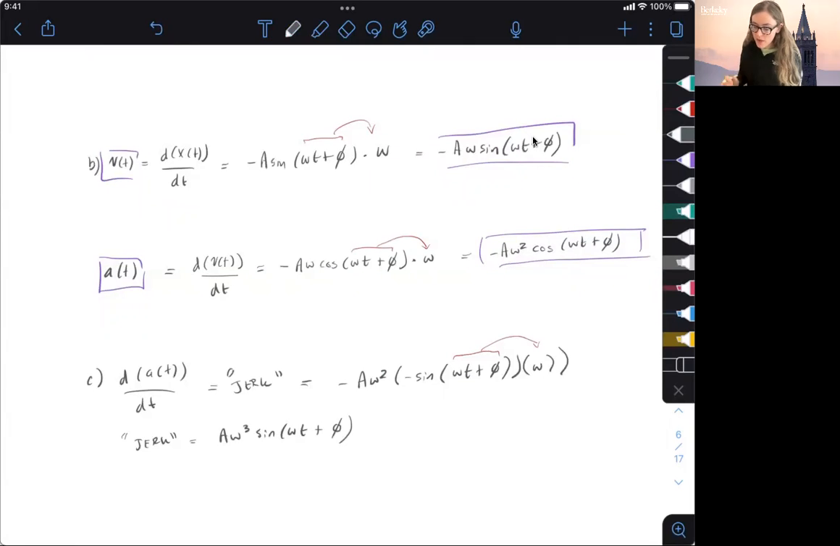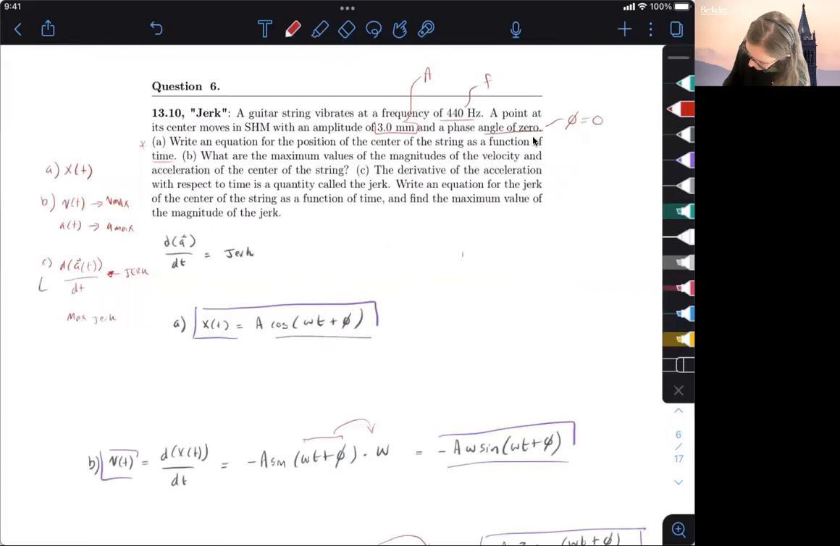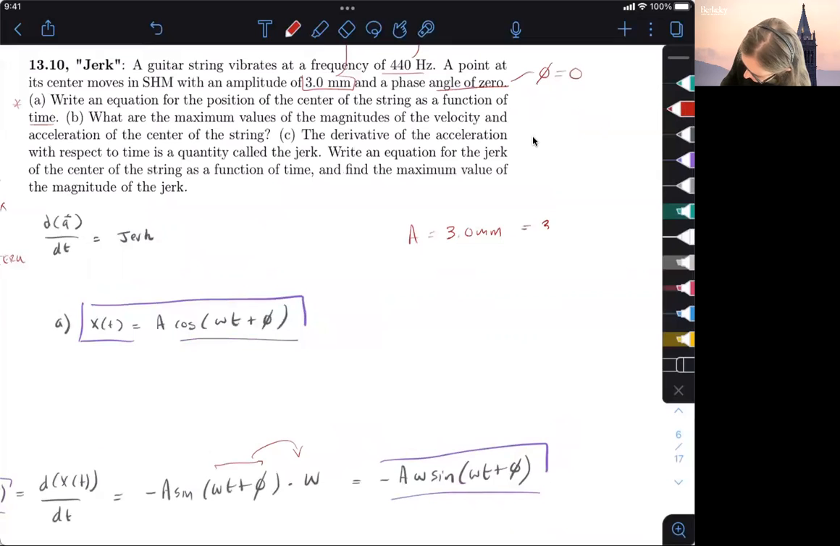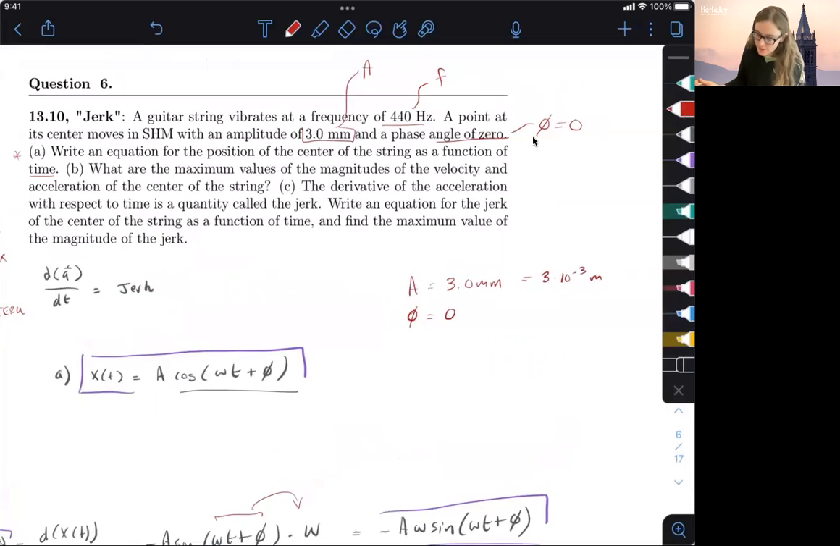Okay, so we got the base equations for everything that we need, right? And then this problem gave us a lot of stuff that we can plug in, right? What did they give us to plug in? Well, we have the amplitude, right? Which is equal to 3.0 millimeters. Although we do want to convert things to meters. So it would be equal to 3 times 10 to the negative 3 meters. Okay, and then we also are given our phase angle, right? Which is just 0. So we can basically cancel out our phase angle in all of these sections.